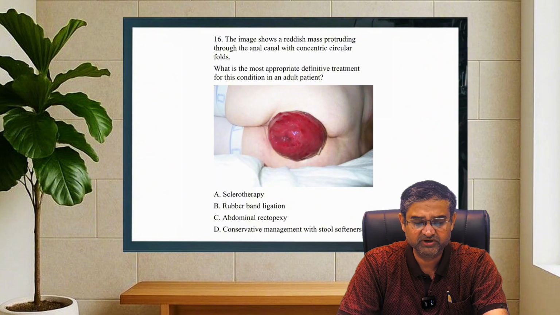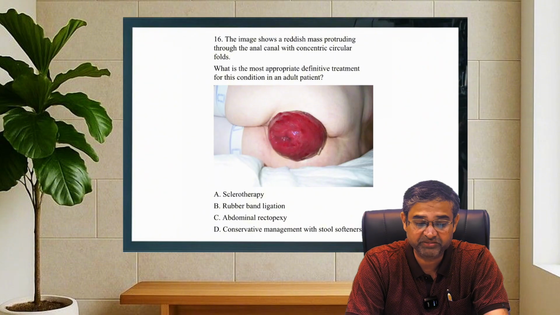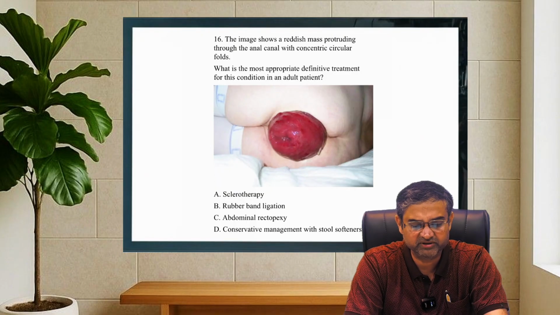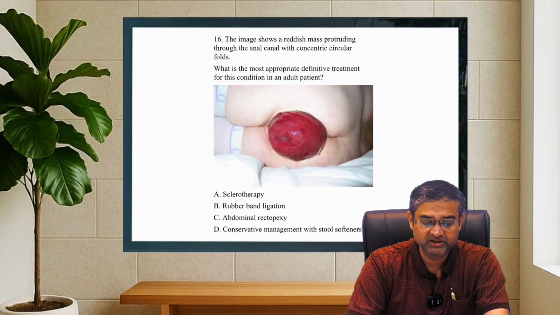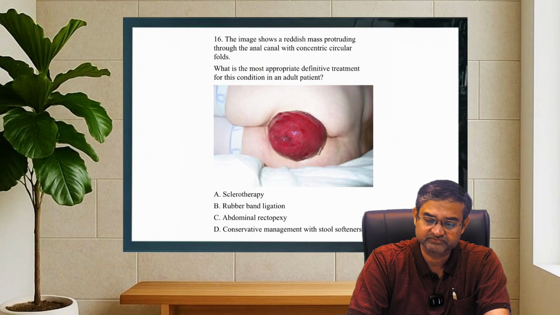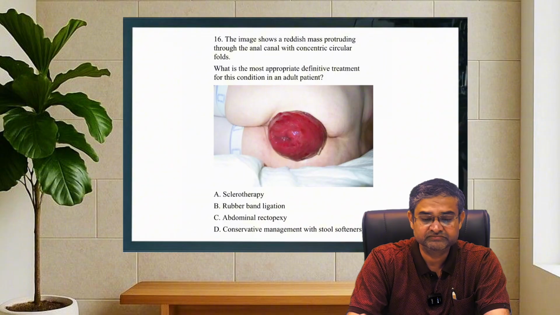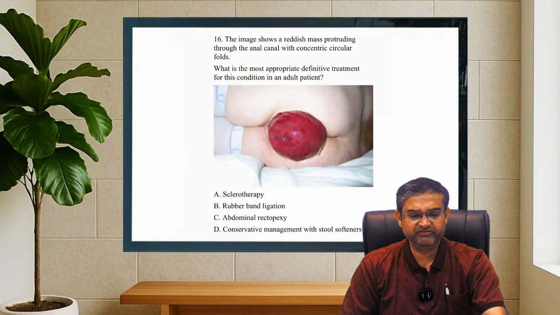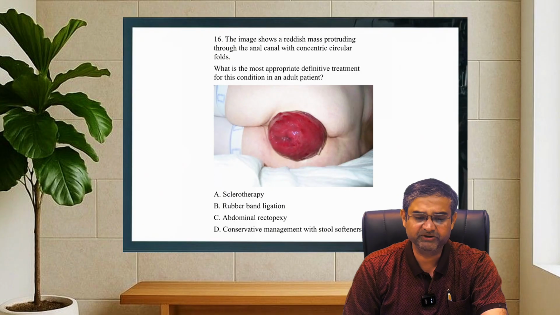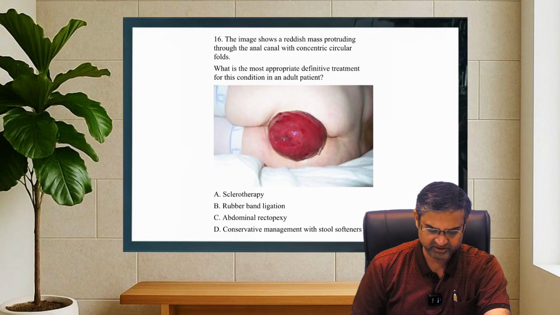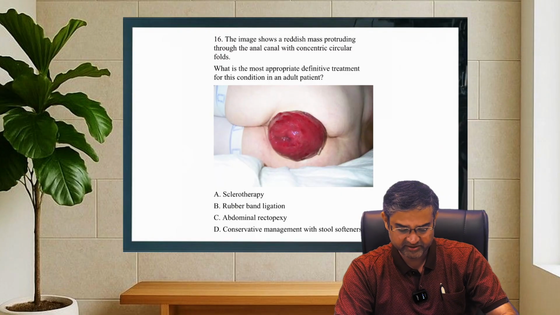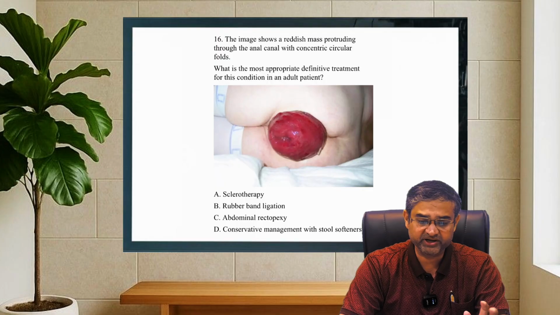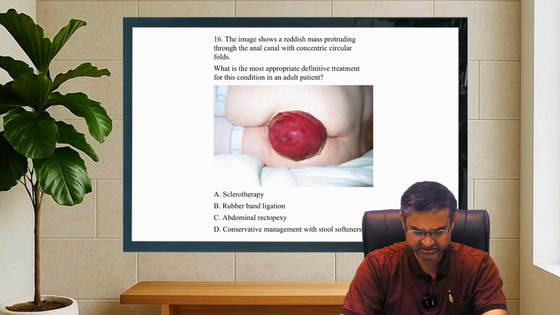This is rectal prolapse with redundant rectum, and the best treatment out of these four, that is sclerotherapy, rubber band ligation, abdominal rectopexy, conservative management with stool softener, the best gold standard treatment is abdominal rectopexy. There are multiple treatments for rectal prolapse, but out of which abdominal rectopexy has a lower recurrence rate and better functional outcome in patients.